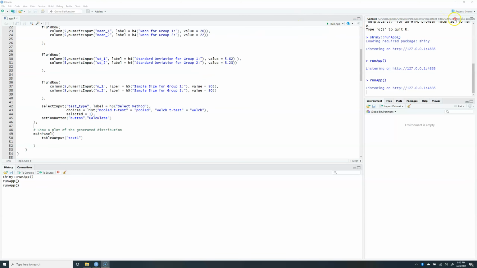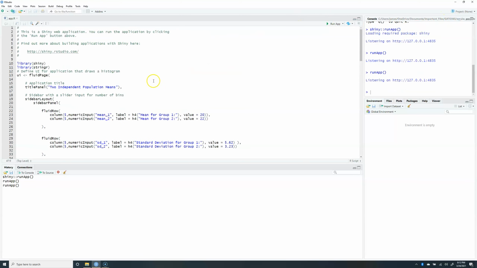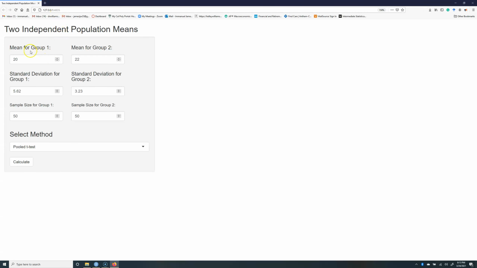Well, this particular app is not meant to be too sophisticated. So here, the primary purpose is to have a calculator for the two independent population means test, aka the Welch t-test or the Pooled t-test. And so what happens here is that when I run this, I get my app, and so here I'm able to specify the two different population means, the two different standard deviations, and the two different sample sizes.